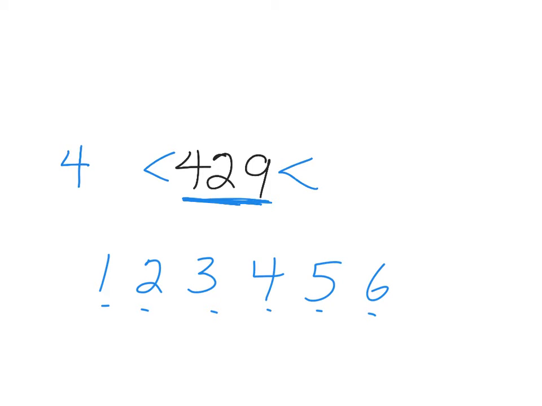And I can't reuse that 4, so the smallest number above that would have to start with a 5. So far I've used 4 and 5. And I totally made up that 429. It doesn't really mean anything. I'm just giving you an example.